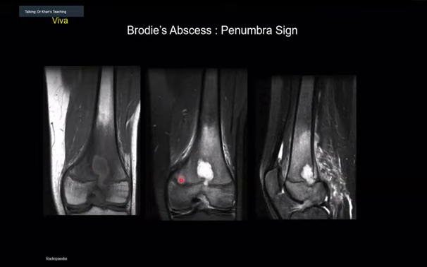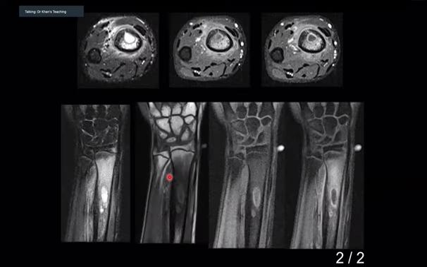In this case, from Radiopaedia, there is no enhancement, no contrast enhancement, and the sequestrum is present. But let's go back to our case, which was this one. And now you can see this penumbra sign.